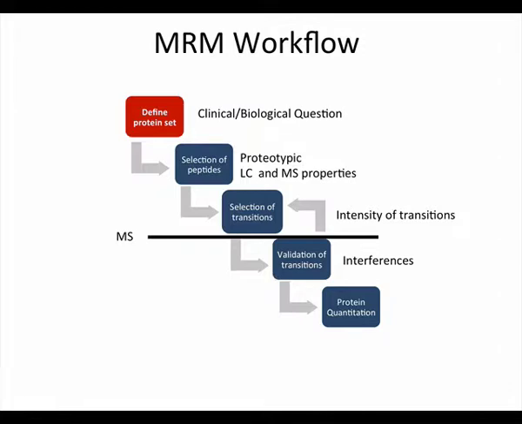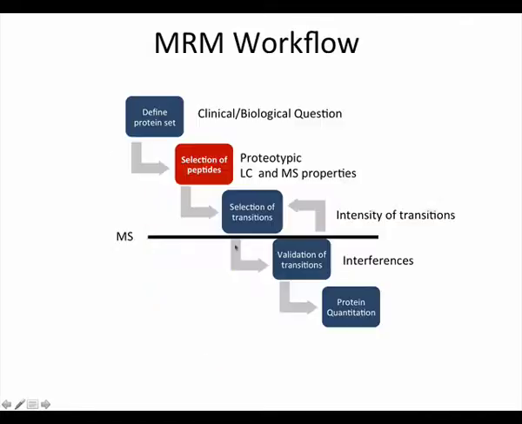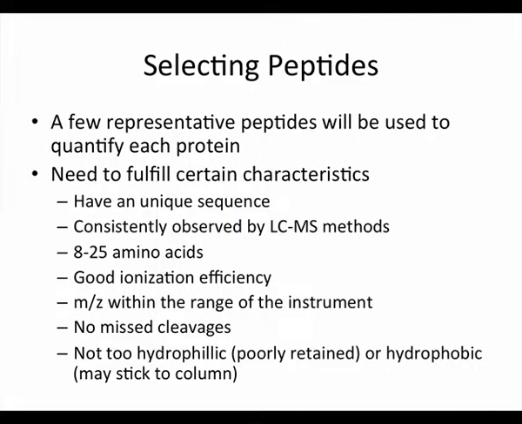So first, define our protein set. Again, let's just say we were interested in this pathway in breast cancer. We would pick, let's say, the AKTs and maybe a couple of other proteins of interest, and then we would select peptides within each of those proteins. And that's a bit of a longer step. We want to pick a few representative peptides, because you don't want to just use one. You want to use at least 3. And they have to fulfill certain characteristics.